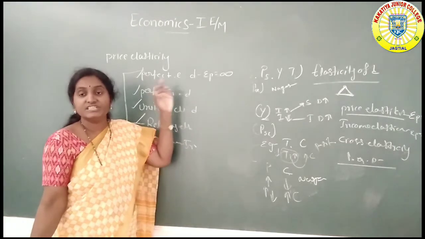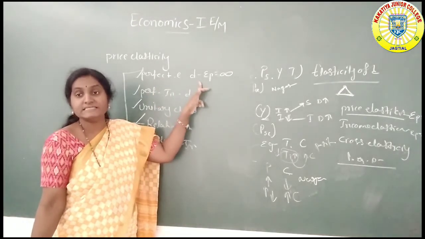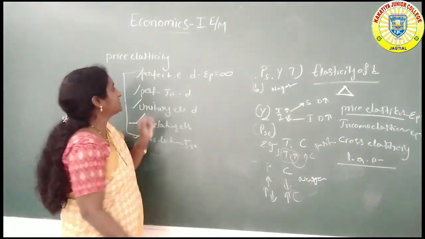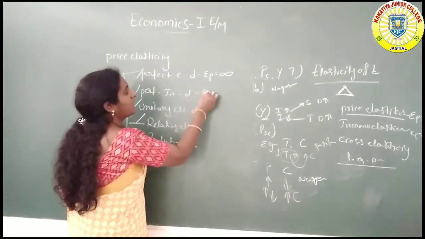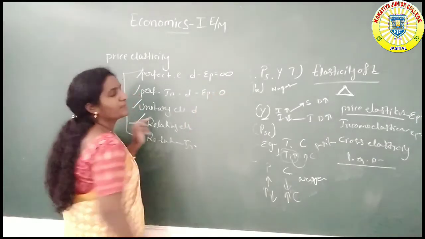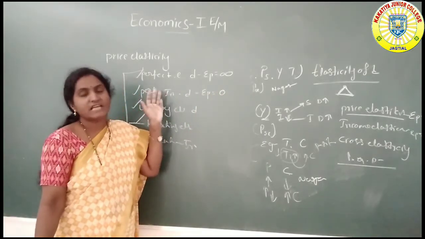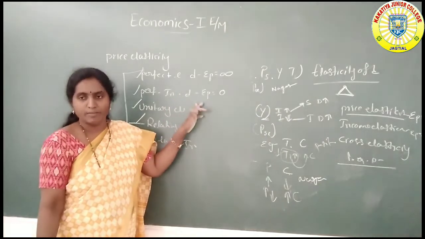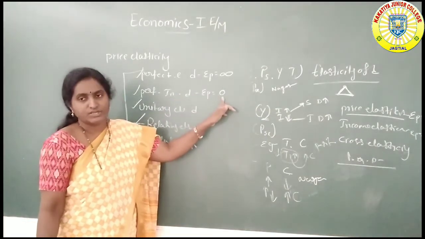So perfect elasticity refers to EP equal to infinity: a small change in the price causes an infinite, immeasurable change in the quantity demanded. Next, perfect inelastic demand: EP is equal to 0. Whether the price increases or decreases, there will be no change in the quantity demanded. EP is equal to 0.